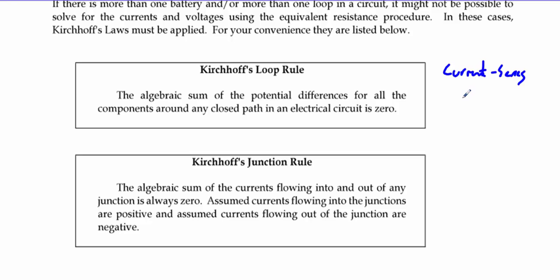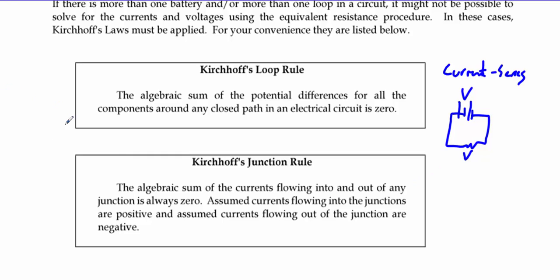We also know that the power that's produced by the batteries and consumed by the other components has to add up to zero. We're going to take advantage of that. So Kirchhoff's two rules tell us that the potential difference for all components around any closed path in an electrical circuit is zero. What we mean by that is if we have a battery and then we put something in it, right, there's a voltage drop across this resistor and it has to equal the voltage increase of this battery. So however much voltage or potential difference the battery supplies, the resistor has to consume, I suppose.